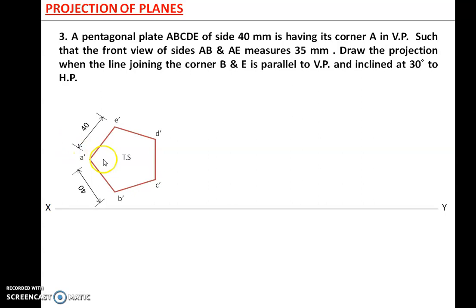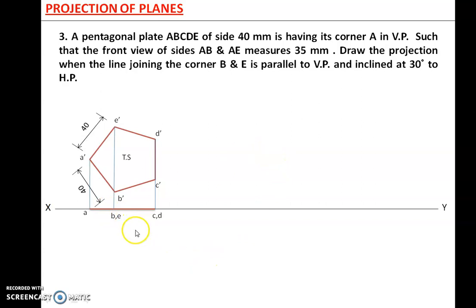Now as AB, AE are mentioned here, I have marked AB as 40, AE as 40, ED is also 40, CD is also 40, BC is also 40. But as particularly these 2 sides are mentioned, I am showing here AB and AE. So it will be easier for me to explain in the second step what happens to this 40. Okay. Now let us project the corners in the top view, mark the points and join by dark line. So this will be nothing but the top view of the pentagonal plate resting on VP.